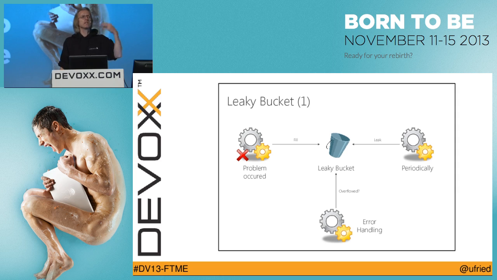So if you don't get too many errors in a certain period of time, everything's fine. You can get some of them. You consider them as transient errors, which is okay then. But if you get too many of them in a certain amount of time, you think you've got a problem, and then you have to do some error handling.